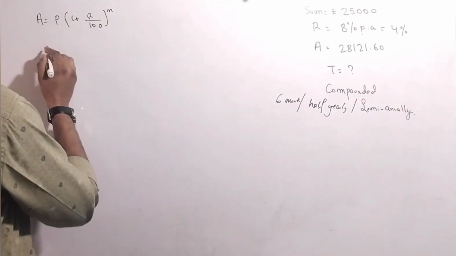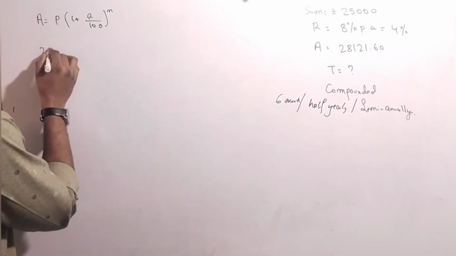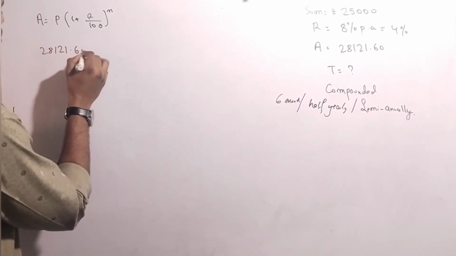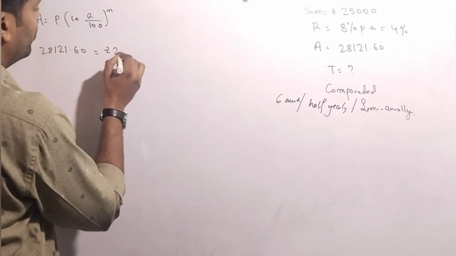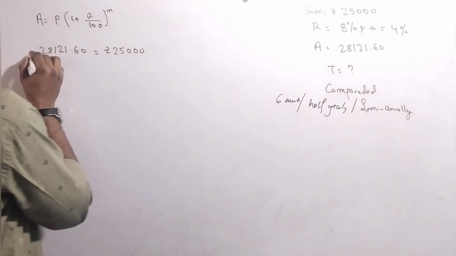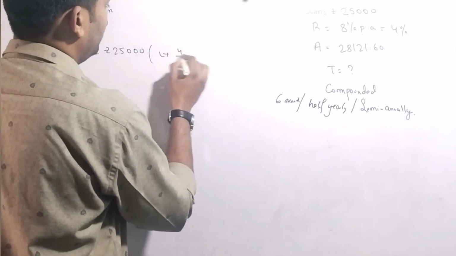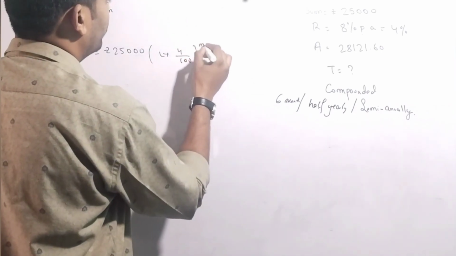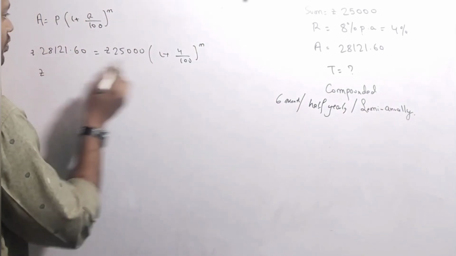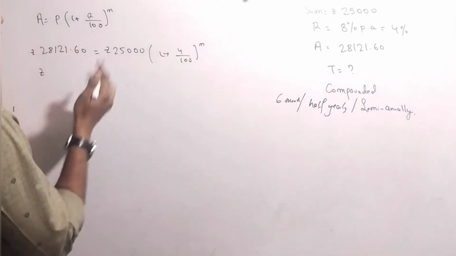Okay, so now the amount is equal to 28,121.60 rupees, and the principal is 25,000 rupees. Sir, 25,000, yes, right. 1 plus R by 100, R is how much? 4 by 100 to the power, and we don't know this one. Okay, so again the same thing, we have to find out n. So everyone, one by one, go together.